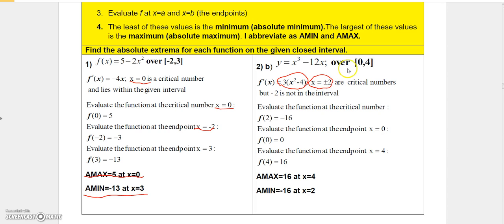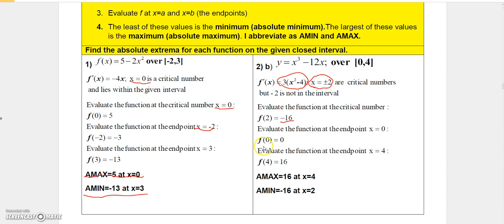Now, since the interval is only from 0 to 4, we're going to toss the -2 because that's not going to be in the domain that I'm given here. So we'll throw out the -2 and only deal with the +2. So evaluate the function at +2, and you get 2 cubed minus 12 times 2, and that gives me -16. And then evaluate it at the endpoints.